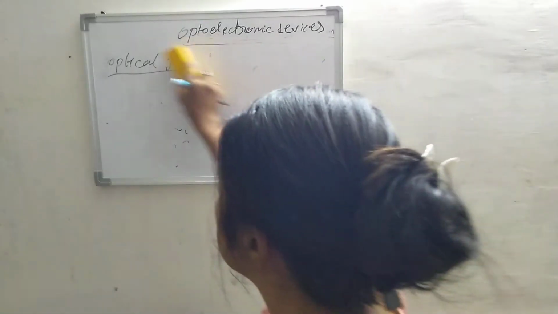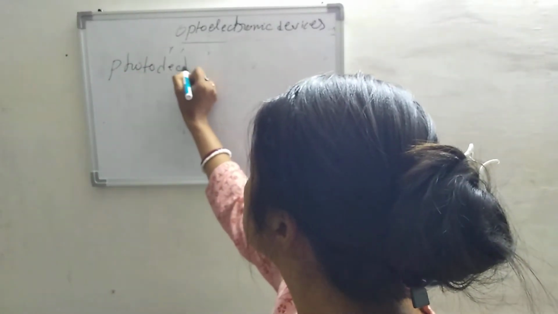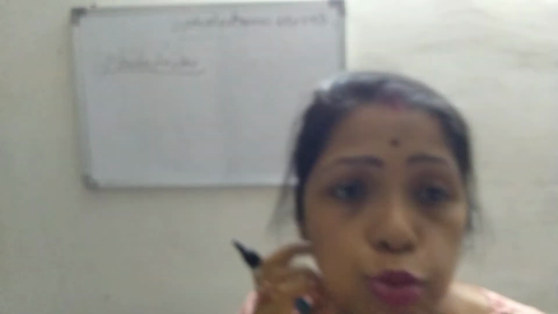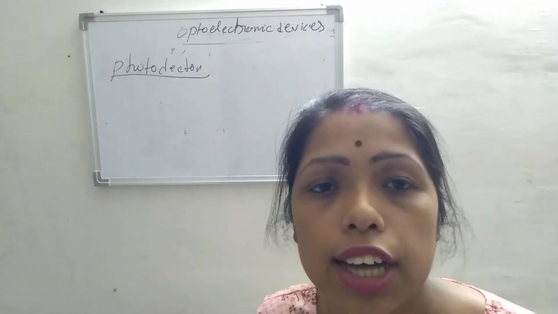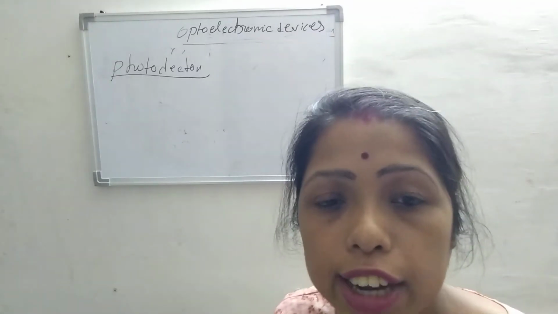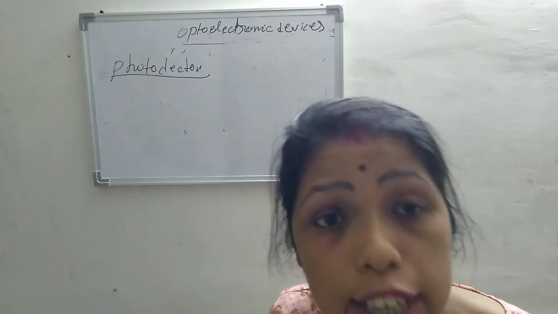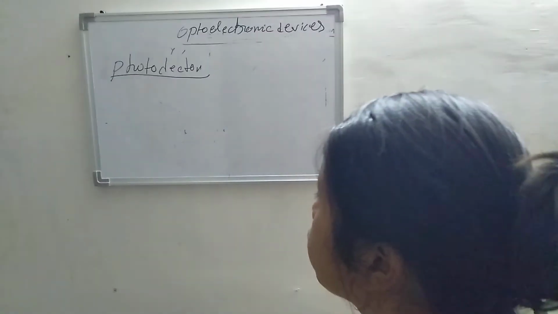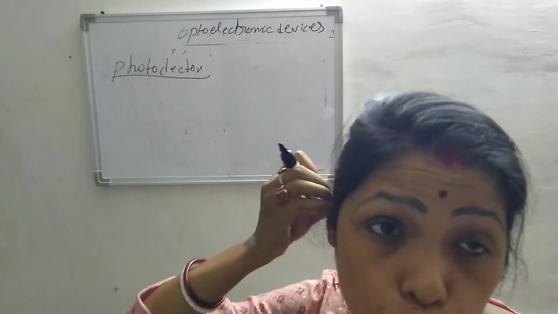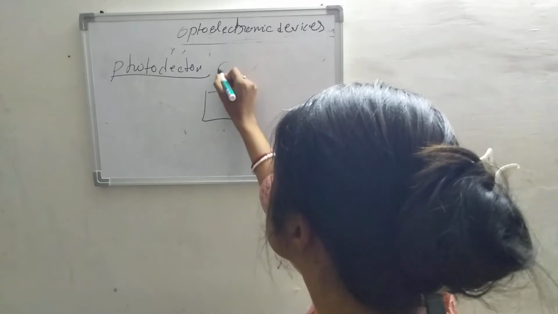Now coming to the photodetector. Photodetector is a kind of sensor which can sense the optical signal and transfer it into an electrical signal. Photodetector means photons should be detected by a device or detector. Photo plus detector. Photon means light.